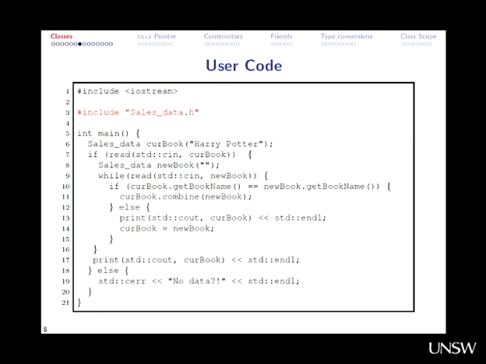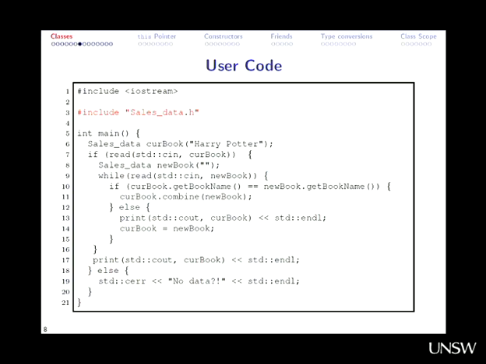And then finally, we've got our user code. So this might be sales data user.cpp. And so this user code, again, hash includes our .h file. It doesn't hash include our .cpp file. Hash includes our .h file. It's got a main method that goes and creates, in this case, a Harry Potter book. And then it creates a new book with no name, and it reads some stuff from standard input. And it says, if the name of this new book and the name of the book we've already got is equal, then combine for data.